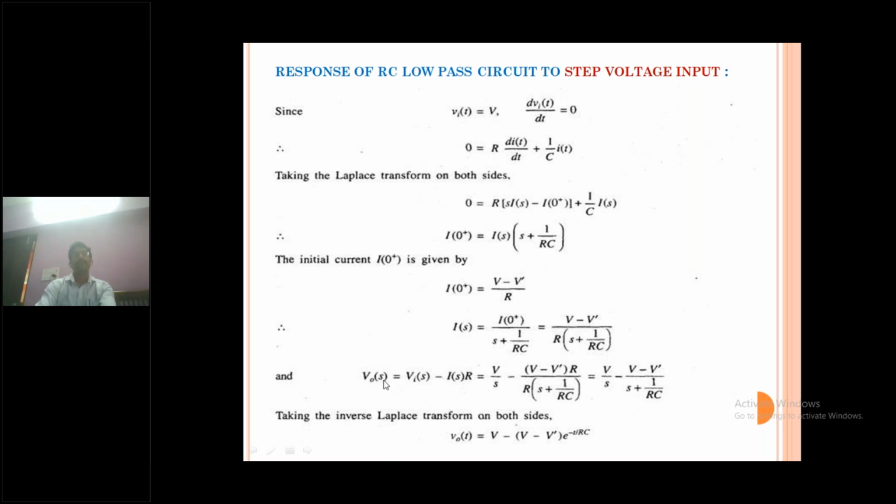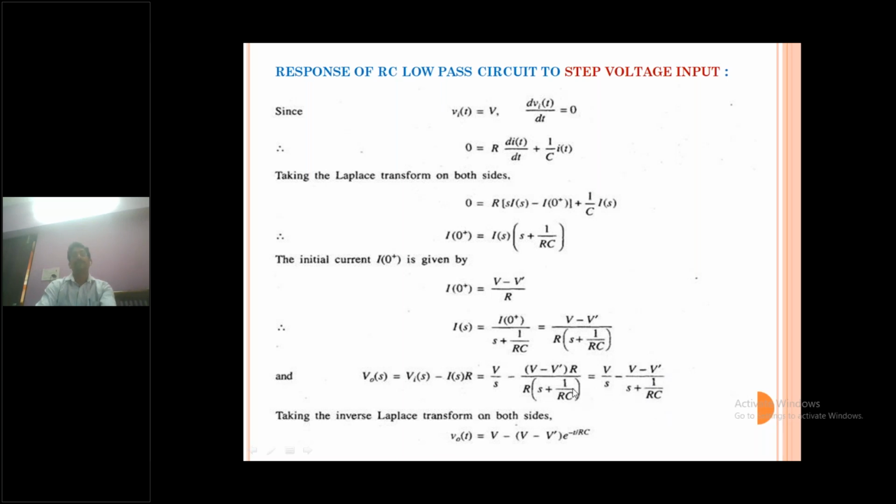So Vo(s) becomes Vo(t) under the inverse Laplace transform, and V/S, as I already told, since the Laplace transform of V equals V/S, gives V. Similarly, V minus V dash is a constant, and 1/(S plus A), we know that e power minus At into u(t) has Laplace transform 1/(S plus A). So here also we get (V minus V dash) into e power minus At, and in place of A here, 1/RC will be there.